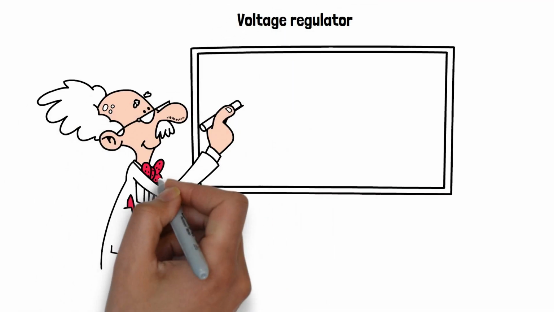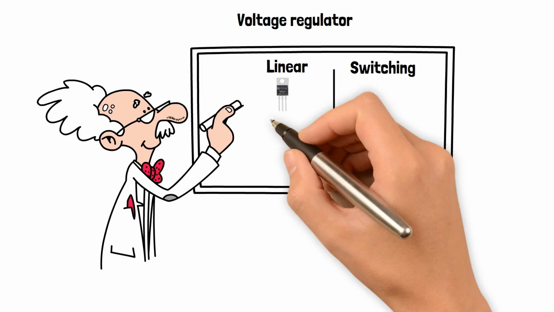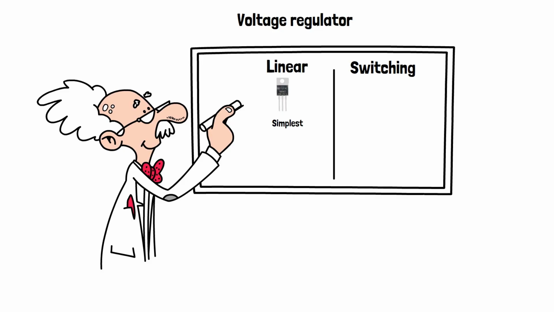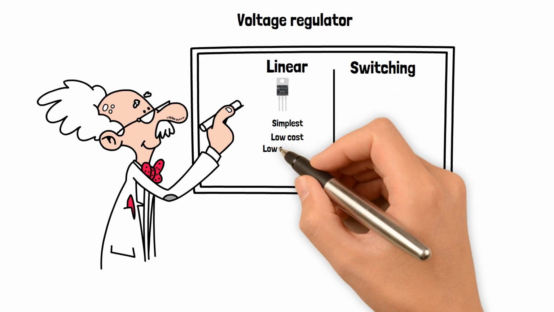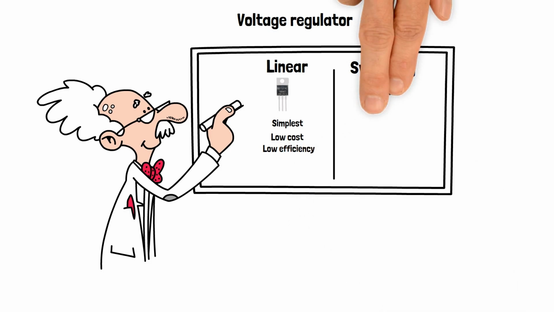Voltage regulator ICs are classified based on their operating principle: linear and switching. Linear voltage regulator ICs operate by dissipating excess voltage as heat through semiconductor components. The advantage of this type is its simple circuitry and low cost. However, their efficiency is low due to energy wasted as heat.